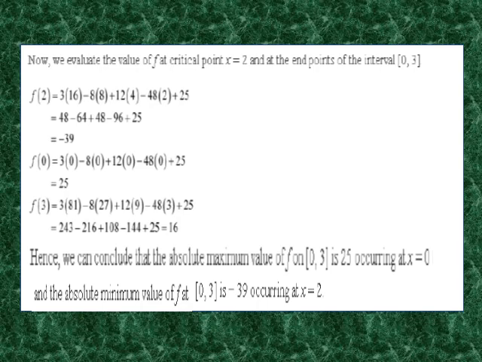Now we have the value of x, so we have to evaluate the function at x = 2 and the end points, that is 0 and 3, of the given closed interval. So f(2) = -39, f(0) = 25 and f(3) = 16. Here we can see that the absolute maximum value of the function is 25 at x = 0, and the absolute minimum is -39 at x = 2.